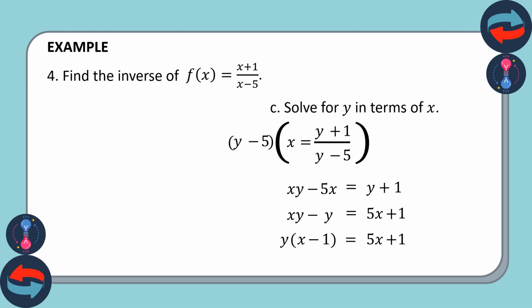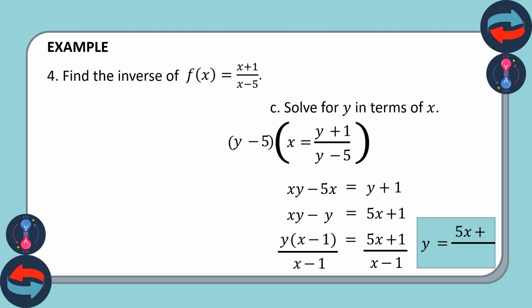To isolate y, we need to divide both sides by x minus 1. The left side of the equation will be divided by x minus 1, and the right side of the equation will also be divided by x minus 1. y is now equal to the quotient of the sum of 5x and 1 and the difference of x and 1.